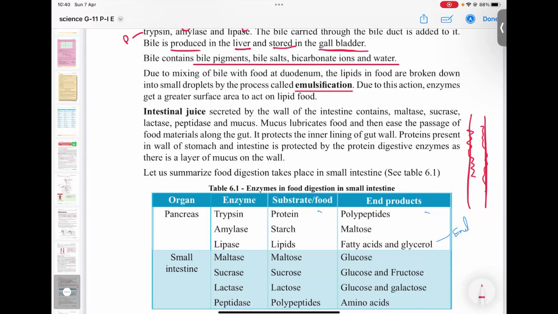The proteins are present in the wall of the stomach and intestine. They produce some protein digestive enzymes, right? Even the walls of our gut are made up of proteins. So those protein digestive enzymes can digest the gut wall even. So we have to protect the gut wall from being digested by the protein digestive enzymes. That is why we have mucus. Mucus will prevent digestion of the lining of the gut wall.